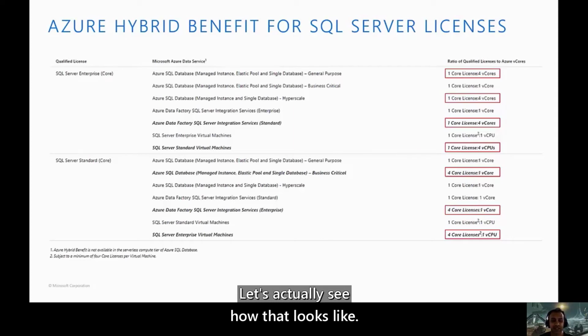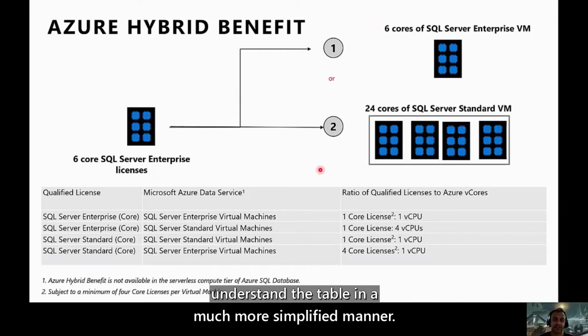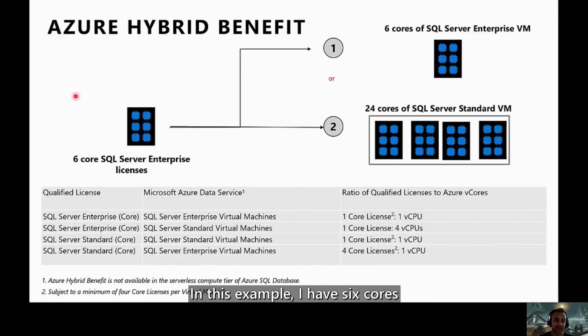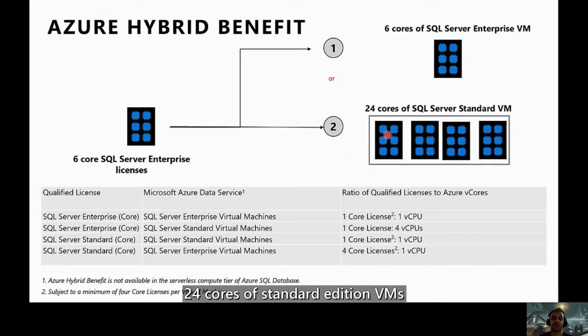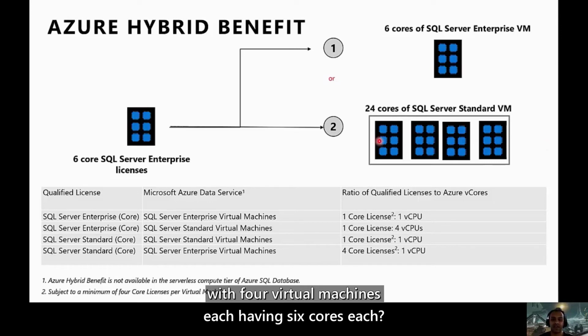Let's actually see how that looks. This is a very useful illustration to understand that table in a much more simplified manner. In this example, I have 6 cores of SQL Server Enterprise Edition license. I'm doing 2 things. I am deploying either 6 cores of SQL Server Enterprise Edition, or I'm deploying 24 cores of SQL Server Standard Edition. In this scenario, it's 1:1, so 1 EE core can be moved into Azure. You can leverage your Azure Hybrid Benefit and cover 6 cores of Enterprise Edition. But what if I did not have Standard Edition licenses and I want to deploy 24 cores of Standard Edition VMs with 4 virtual machines, each having 6 cores? You could do that. You could take these 6 cores of EE licenses that you're not leveraging on-premises, move them into Azure and cover 24 cores of SQL Server Standard Edition.